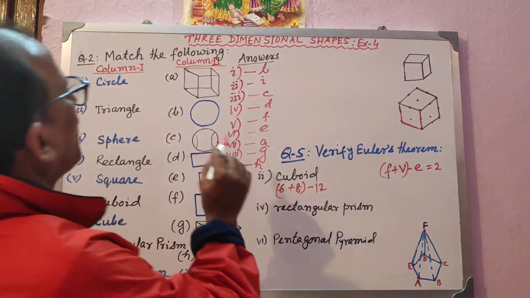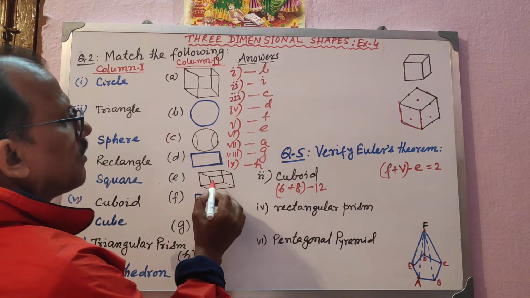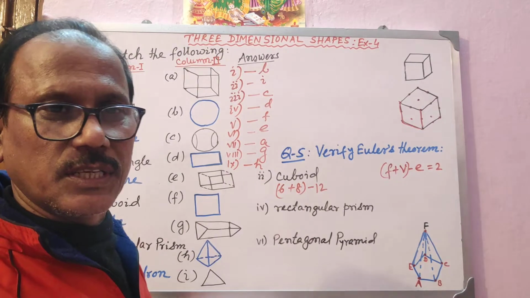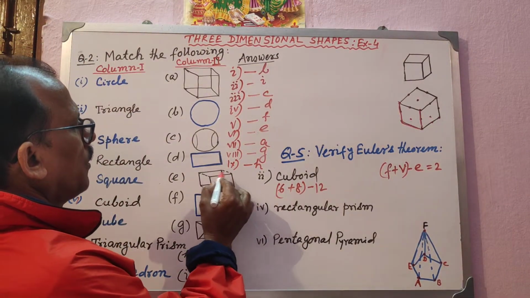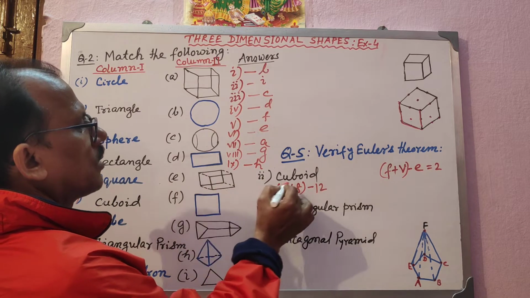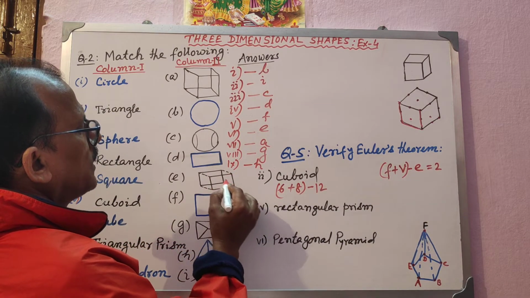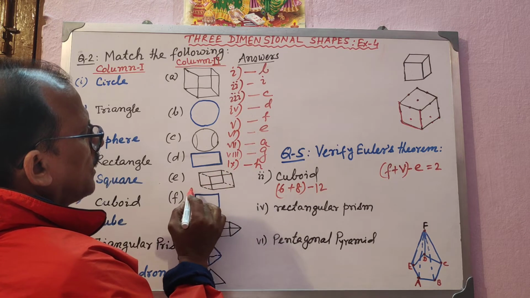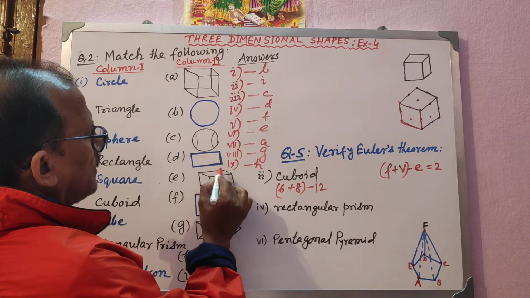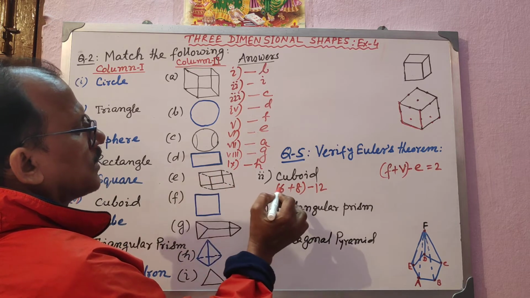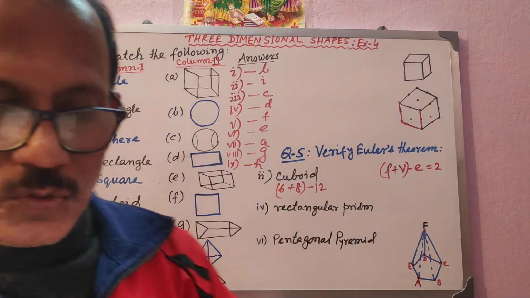Isn't it? See, I will tell you. This is a cuboid. How many faces? I said to you, 6 faces. How many corners? You see 1, 2, 3, 4, 5, 6, 7, 8 corners. That is 8 vertices. How many edges? 1 edge, 2 edge, 3 edge, 4 edge, 5, 6, 7, 8, 9, 10, 11 edge, 12 edge. 12 edges it will have.